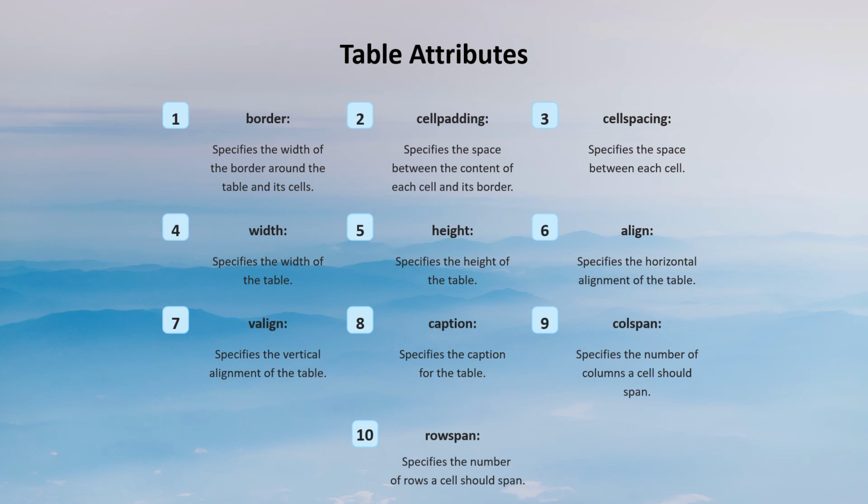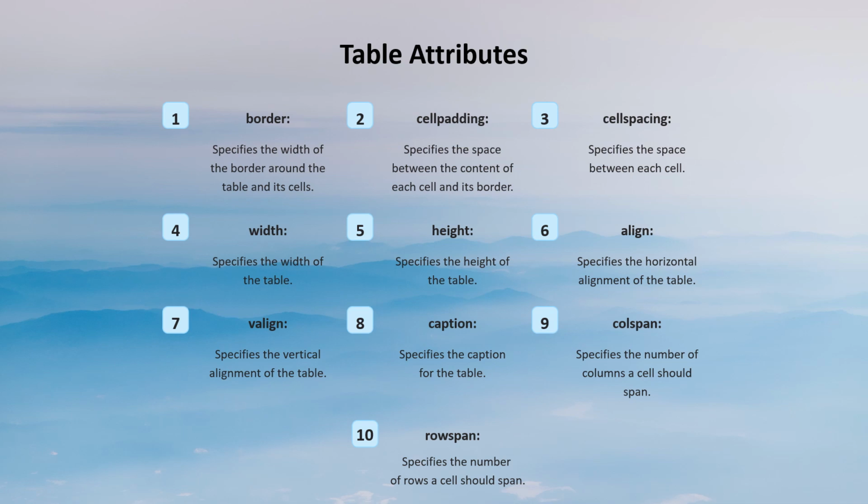Like we can see the margin in a box. Now width and height. We can also set the width and height of the table respectively. We can use pixel values, percentage, or other length units. The align attribute specifies the horizontal alignment of the table. It takes values like left, center, or right. The valign attribute sets the vertical alignment of the content within the cells. It can take values like top, middle, or bottom.